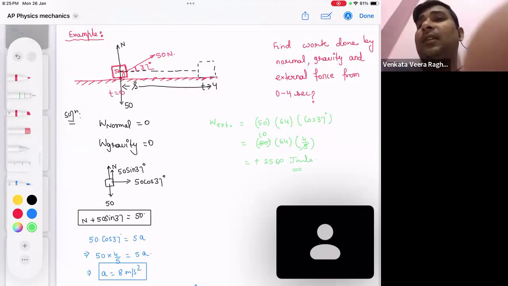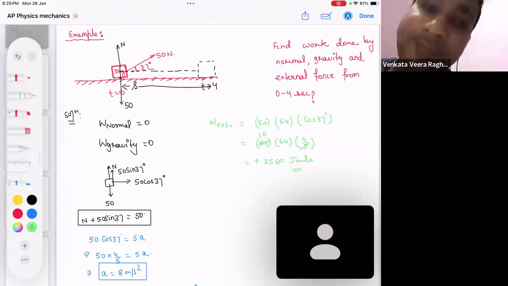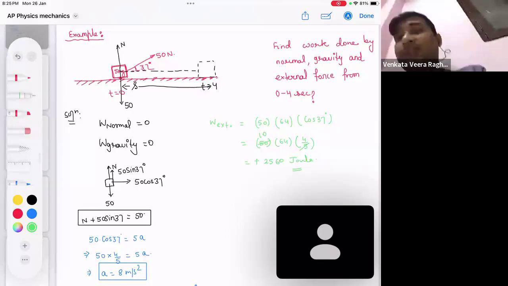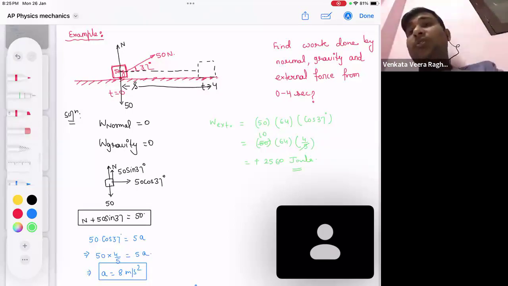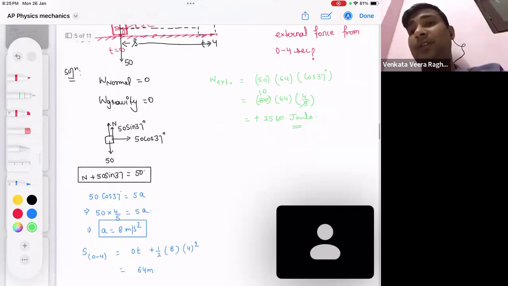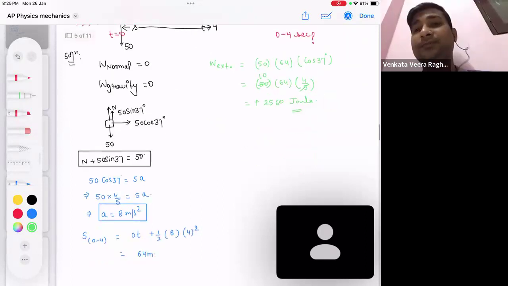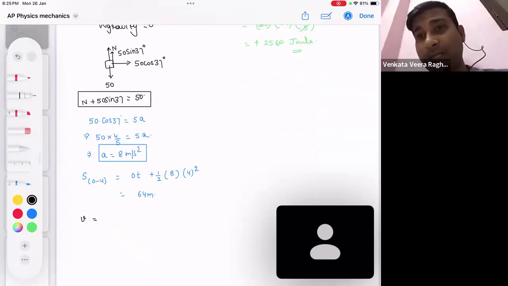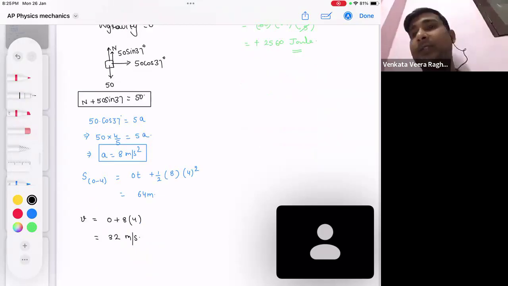And this work done is positive. That means after t equal to 4 second, the velocity of this particle must have changed. Initially the velocity is 0, and at t equal to 4 second, you will find the velocity of this particle to be something different. Can you tell me what will be the velocity of the particle at t equal to 4? There are two ways you can solve it. What will be the velocity? Can you apply u plus a into t? 32 meter per second, right?